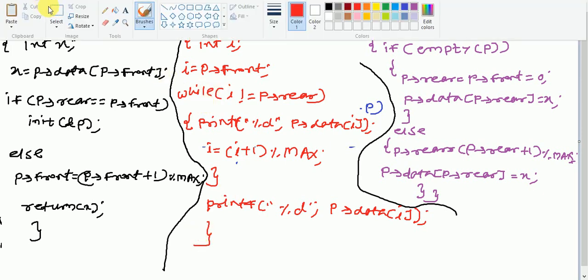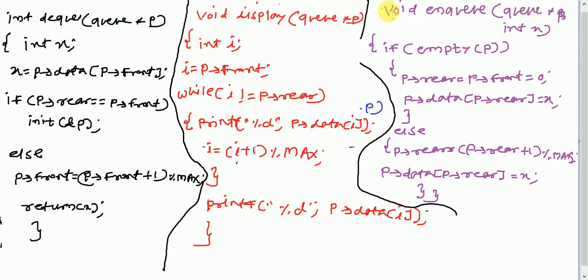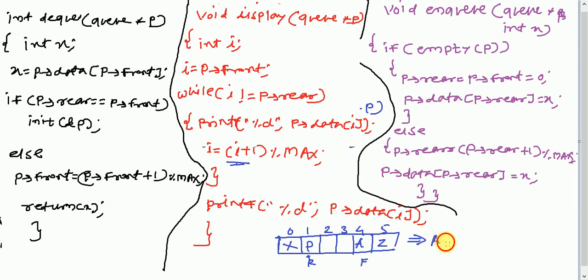Okay, now we may have question in the display function why basically we need this modulus. Okay, so I'll take one circular queue concept here. 1 2 3 4 5 and 6. This is 0 1 2 3 4 and 5. Let's say my front is pointing to 4, my rear is pointing to 1. So there is value something like a z x p. So my output should display like a z x p.